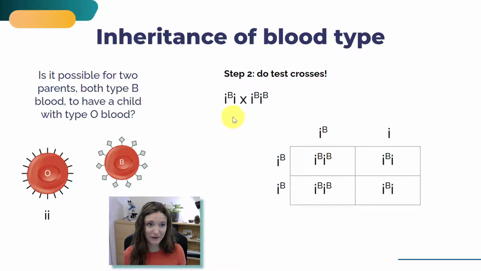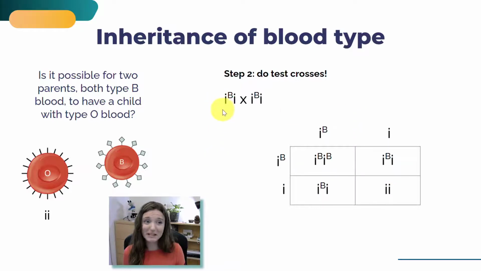So let's do one. Okay, so if we have one parent that's heterozygous and the other is homozygous, do we get any type O blood? No, they would all have type B blood. Okay, so that doesn't work. What if they're both homozygous? So both parents are homozygous with a type B allele. They are all type B blood. Okay, so that doesn't work either.